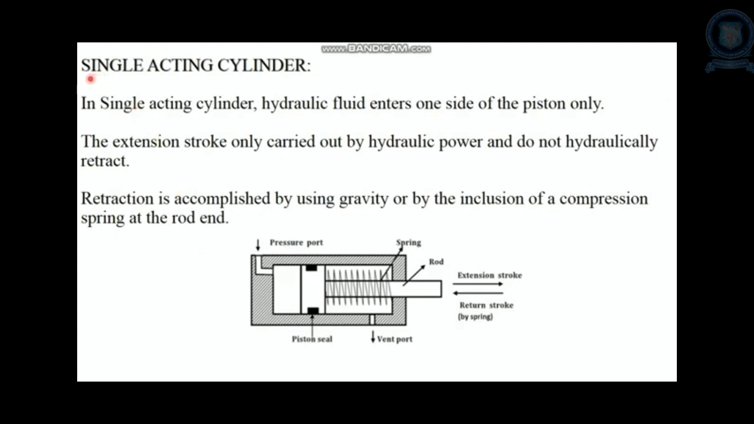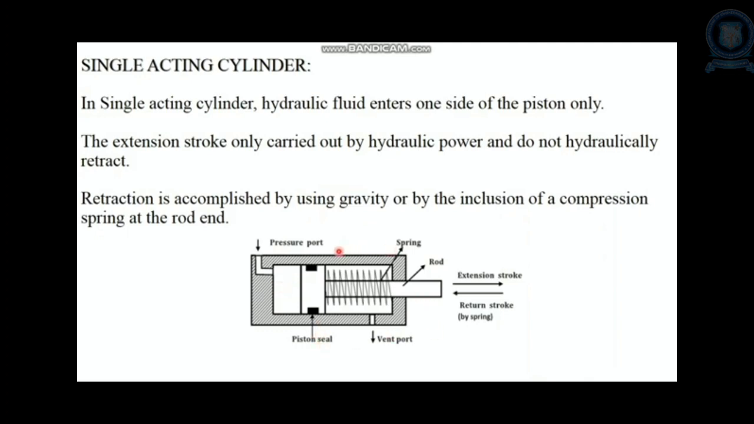Now we can study about the single acting cylinder. So this is the simple line diagram of a single acting cylinder. Simply, a single acting cylinder means one side of the piston only is activated by hydraulic power. On that one side of the piston only, the hydraulic fluid enters. So one stroke will be carried out by means of hydraulic energy. When the fluid enters into the blank end of the cylinder, the extension stroke will be carried out.